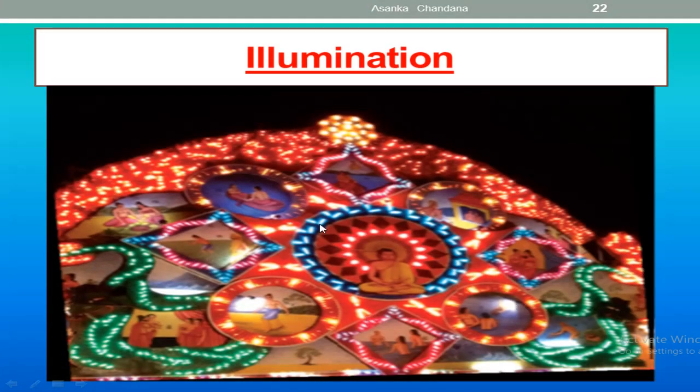This picture represents illumination. This illumination mainly occurs through light. Without light, illumination cannot take place. Therefore, light is most important for illumination.